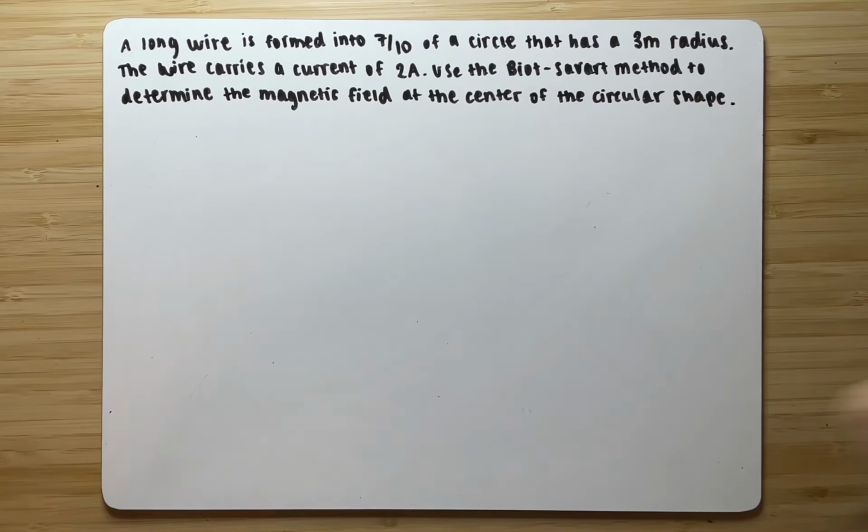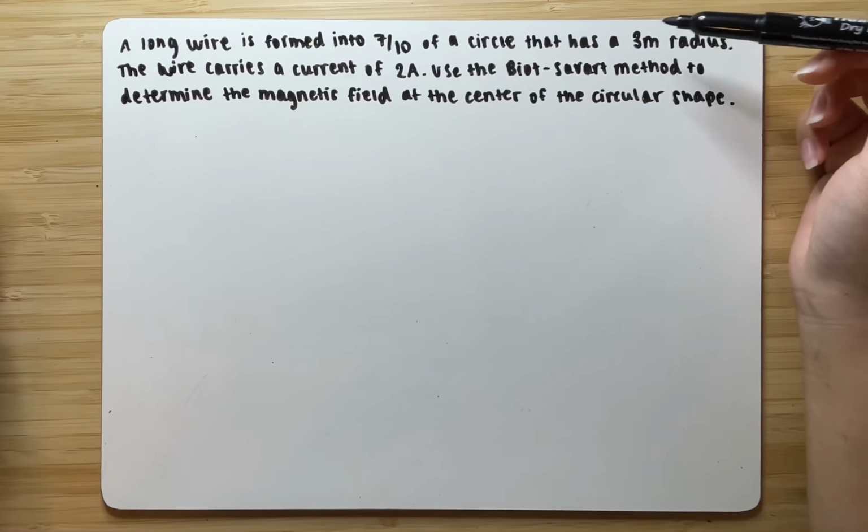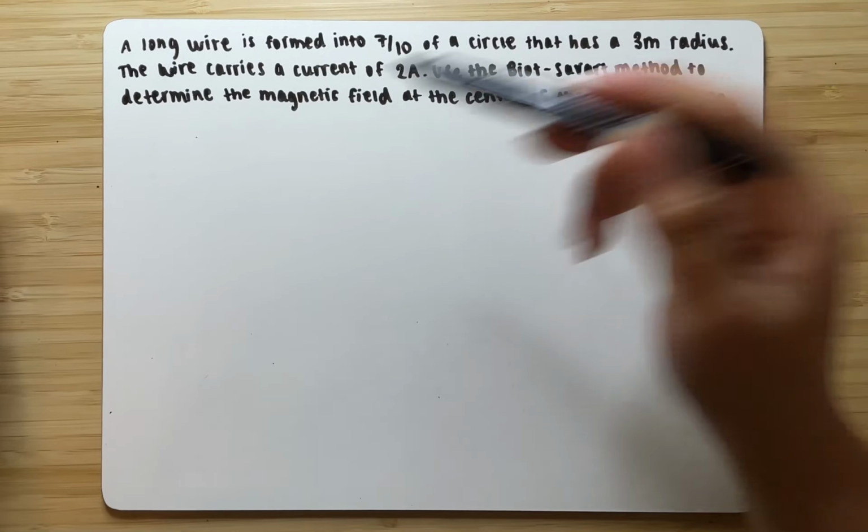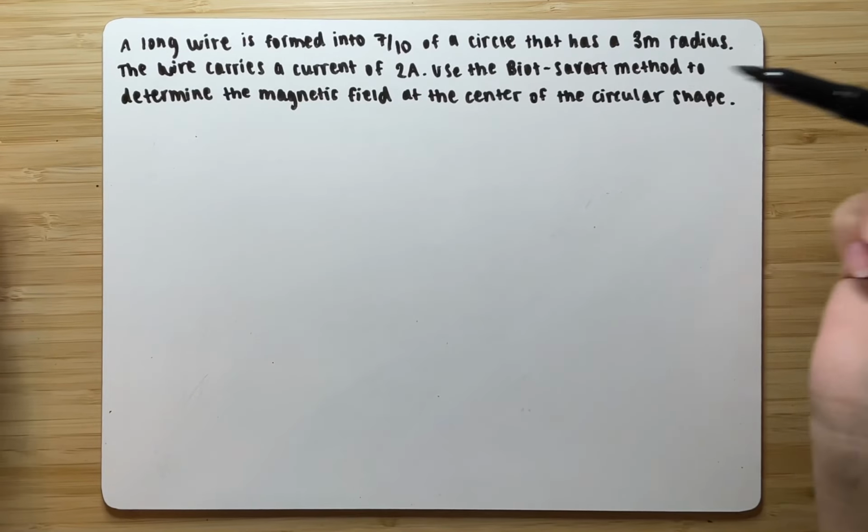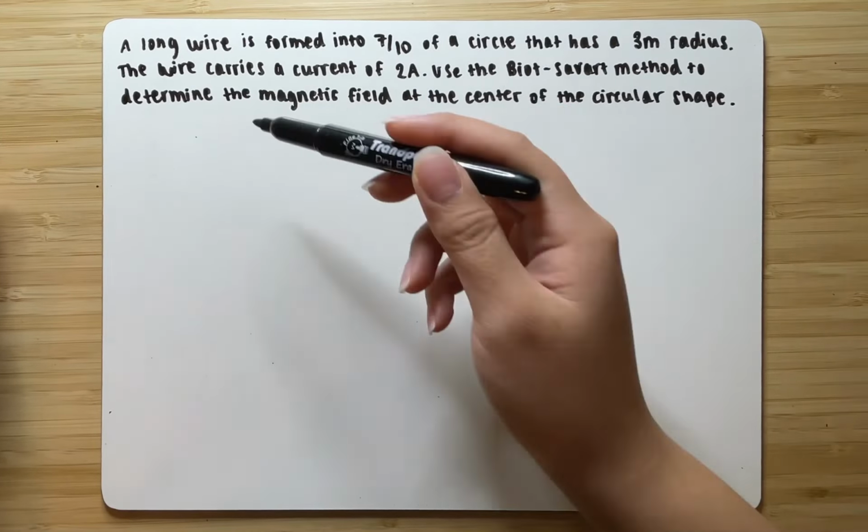A long wire is formed into 7/10 of a circle that has a 3-meter radius. The wire carries a current of 2 amps. Use the Biot-Savart method to determine the magnetic field at the center of the circular shape.